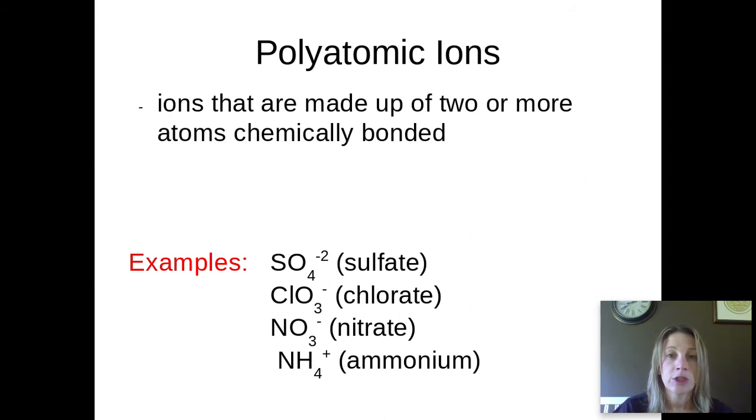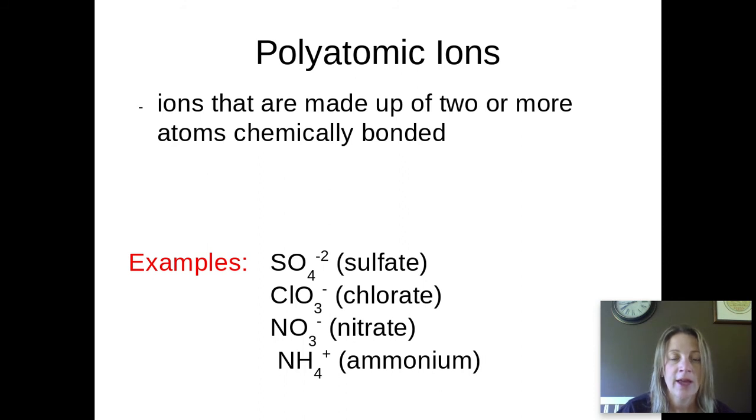The ions that we just talked about were made up of one element. Polyatomic ions are going to be ions that are made up of 2 or more atoms chemically bonded together. You had a chart in your reference table last year that listed all the polyatomic ions. You will no longer have that.